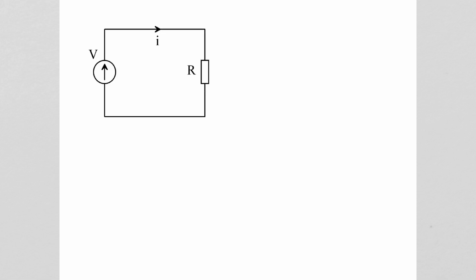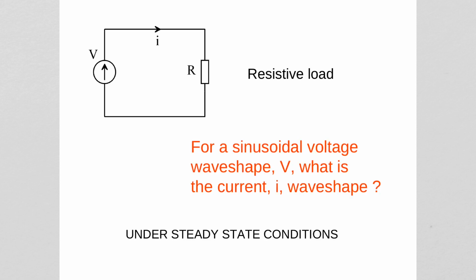Consider this simple circuit. You have a voltage source connected across a resistance R, and a current I flows through it. So this is a resistive load. Now, for a sinusoidal voltage wave shape V, what is the current I wave shape under steady state conditions?